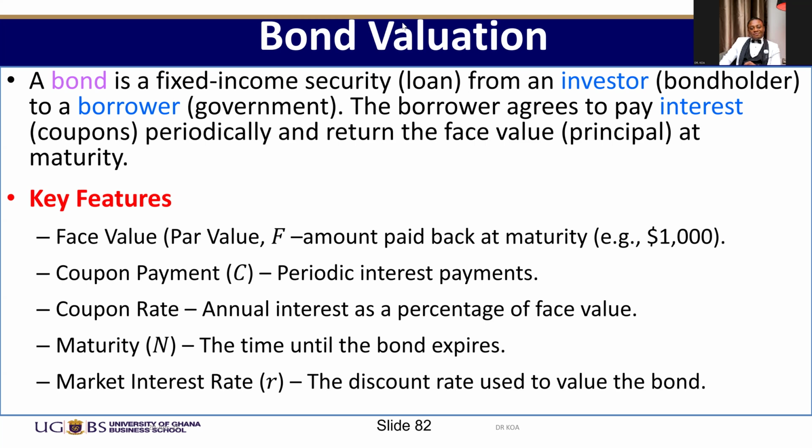A bond is a fixed income. It's like a loan from an investor, you, the bondholder, to the borrower, usually the government. The government is borrowing money from you. The borrower, which is the government, agrees to pay you an interest, which is called coupons, periodically. And then they'll give you back the face value, which is the principal you give them, if it is 1 million, when it matures.